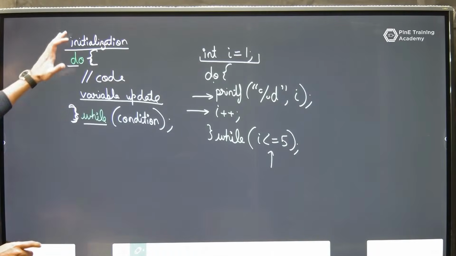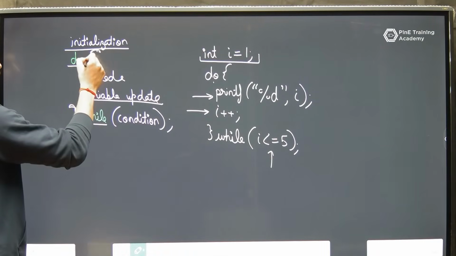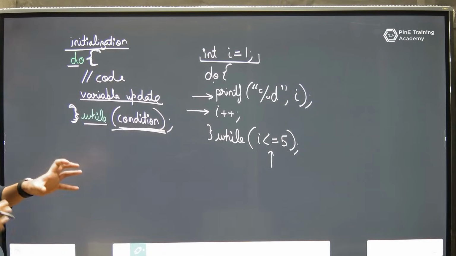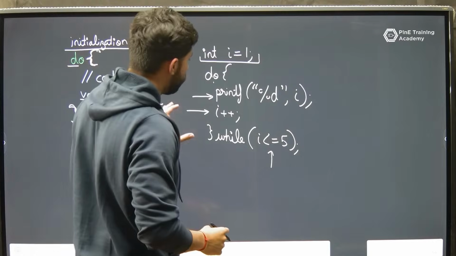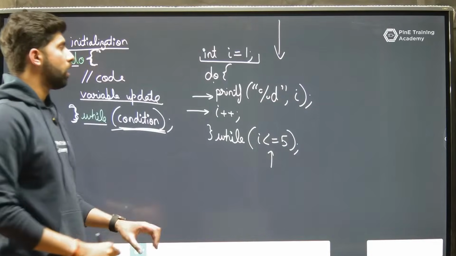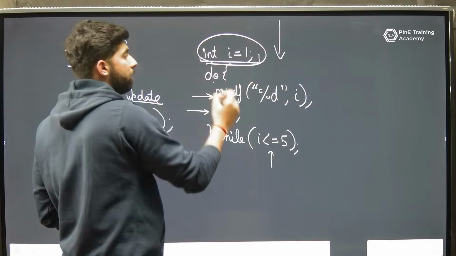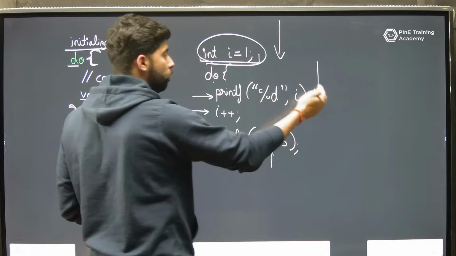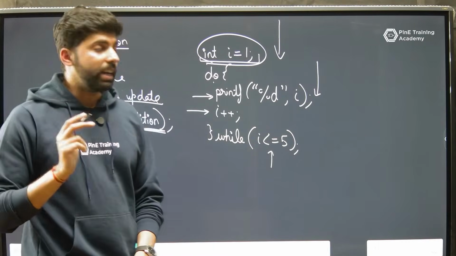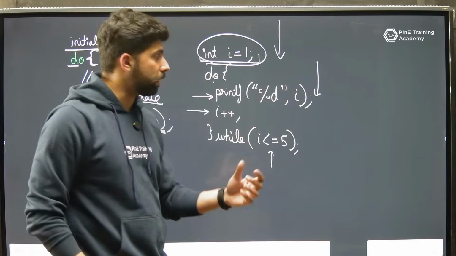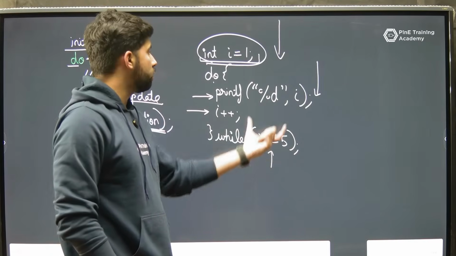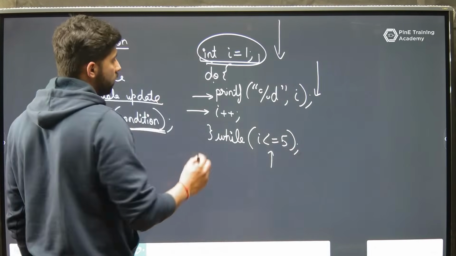But in the case of the do while loop, our loop has started from this point, but our condition is below here. This is the difference. When we come from the top, we initialize the variable and directly enter the loop without checking any condition, because we don't have any condition here. We have the condition at the bottom. So we will directly enter inside the loop.